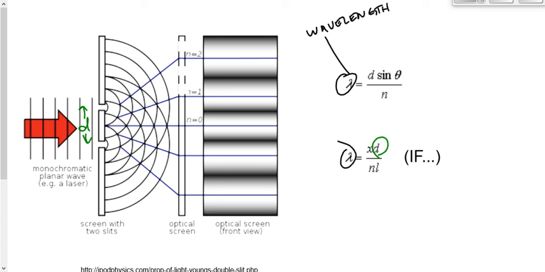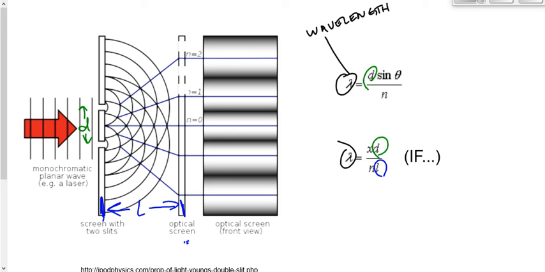L is going to stand for this distance right here: the distance from the openings in the barrier to the screen. This is our screen right here, right? So it's the distance from your openings right here to your screen right here. I made that a capital L. In the equation it says lowercase l, whatever. I make it a capital L so you don't get it mixed up with a 1.